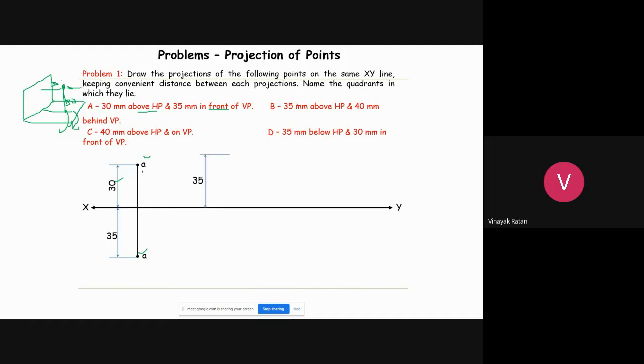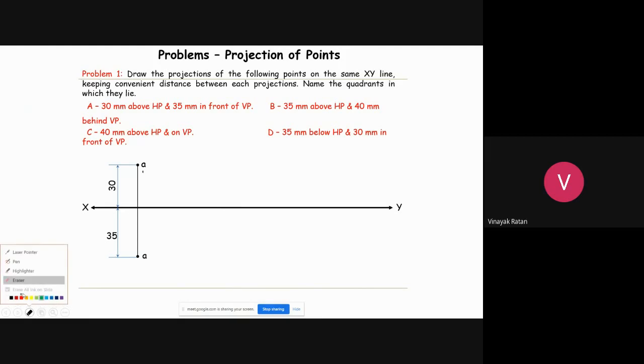Now, the next projection, of point B. A point is above HP and 40 mm behind VP. In which quadrant does point B lie? Point B is above HP and behind VP. So the point is in the second quadrant. Above HP, this is 35, and 40 mm behind VP, this is 40. Okay, this is point B.